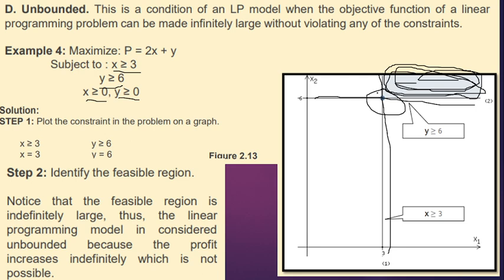Class, pag ganyan, unbounded yan. Mura na siya ng mga investment, kanang mga scam nga investment, wala man tayo gitawag og infinity nga income. So indefinitely large man siya. Pag indefinitely large, unlimited siya. So that means unlimited income. So the linear programming model is considered unbounded because the profit increases indefinitely, which is not possible. Walay income nga magsigig increase indefinitely, unlimited nga increase. So that means unbounded yan.